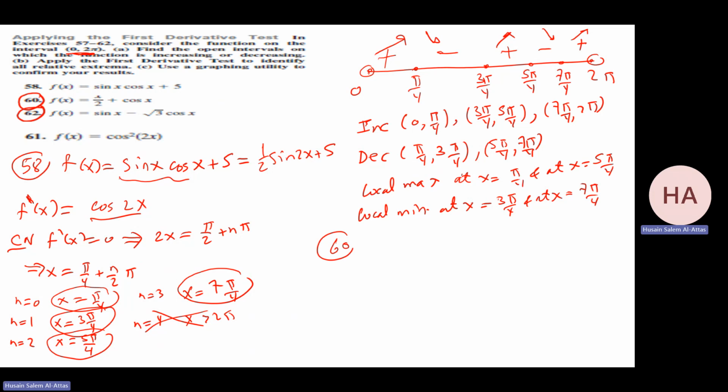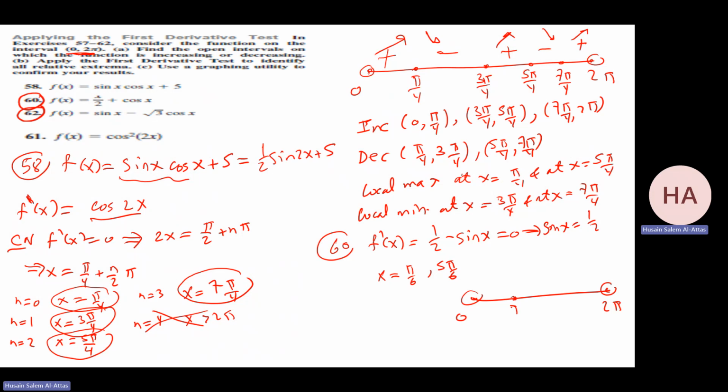What is 60? I have the domain, so check f prime. f prime will be half minus sine x. When this equals 0, so I have sine x equals half. When sine x equals half, that will be easy. x equals pi over 6 in the first quadrant and 5 pi over 6. So I will do the number line. Don't forget, I'm working from 0 to 2 pi. So I'll put now here pi over 6. Here I put 5 pi over 6.